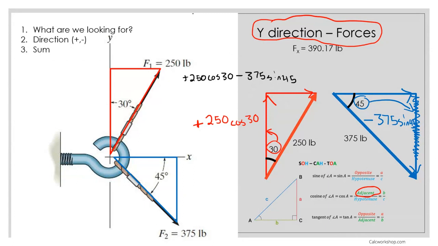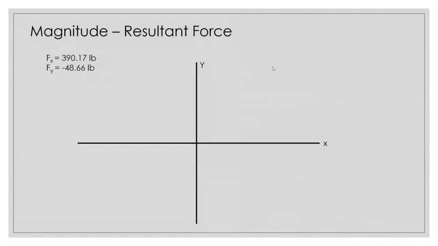Okay. Is everybody okay up to this point? Do you understand why this 375 is negative? Because I see Tammy going, oh no. Okay, perfect. So it is going down, so therefore it is negative. So the answer here, when you add them up, gives you negative 48.66 pounds. All right, so let's move on.